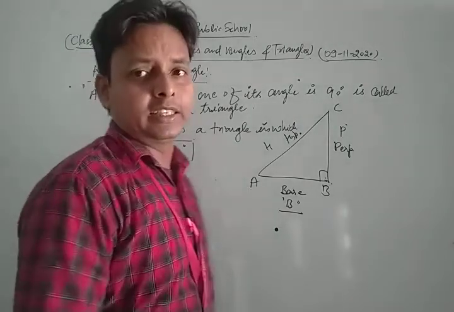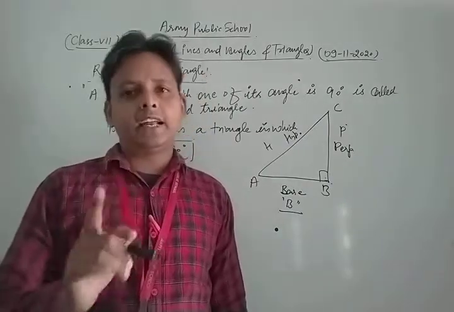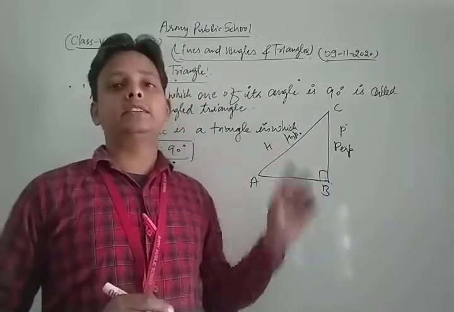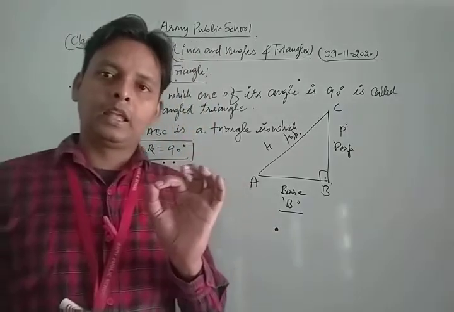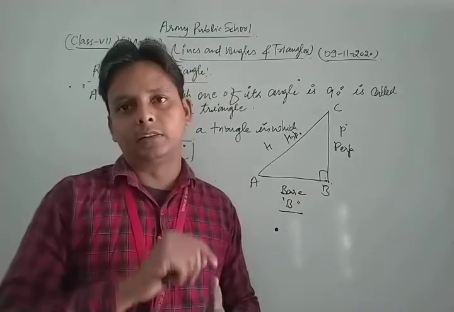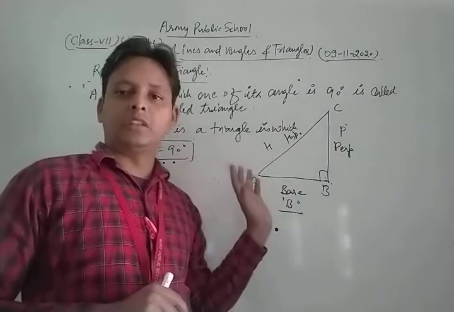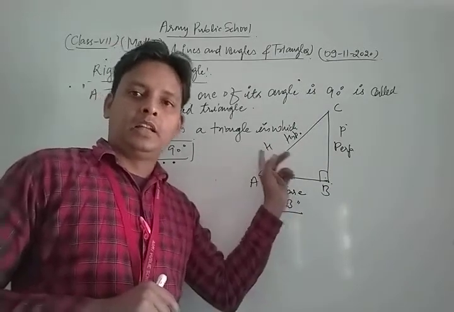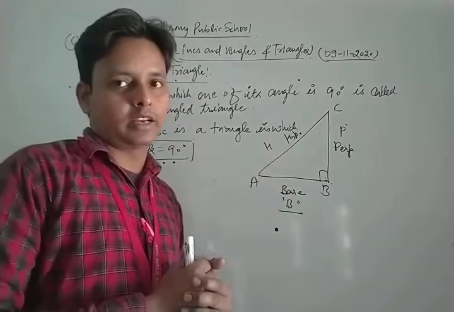There's one important thing also here, that in any right angle triangle, the hypotenuse is the longest side. Okay, for a right angle triangle, the hypotenuse is the longest side. Means AC is greater than AB as well as greater than BC. Means in a right angle triangle, the hypotenuse is the longest side.